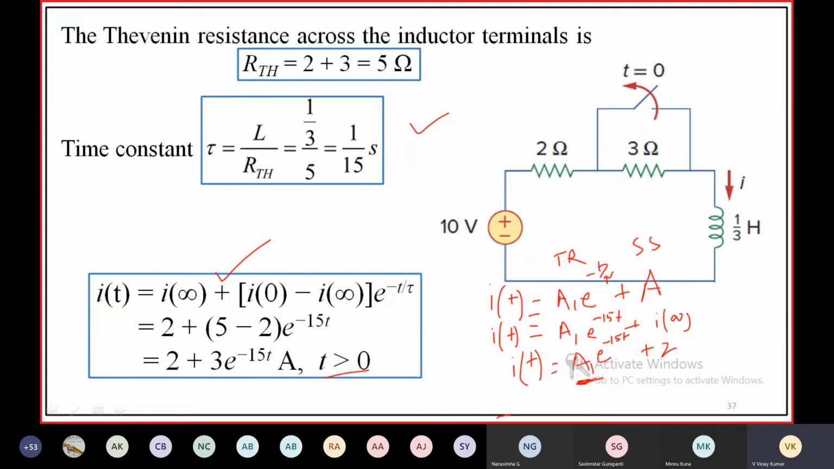Find a1 using the initial condition. I of 0 is equal to a1 e power minus 15 into 0, which is 1, plus 2. The initial value is 5, so 5 is equal to a1 plus 2. What is the value of a1? 3. Finally you get 2 plus 3 e power minus 15t for t greater than 0. Either you use the formula like this, or you can solve the problem the other way.